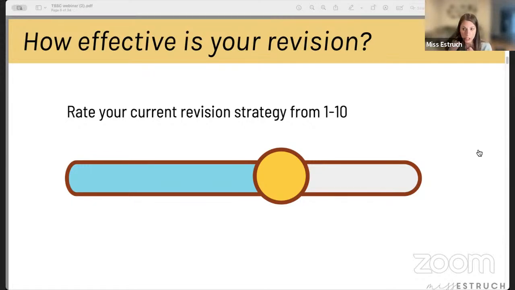I just saw one quick question. Can you use these techniques in other subjects? Yes. What I'm going through with you today is applicable for all A levels. It's not biology specific.